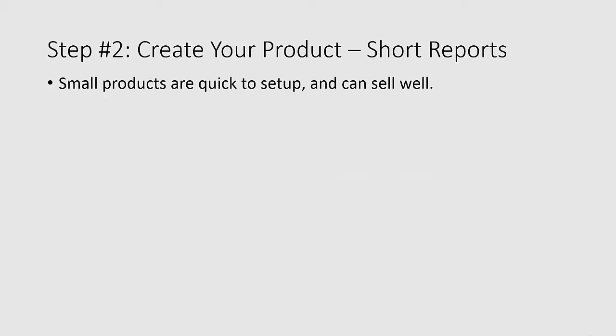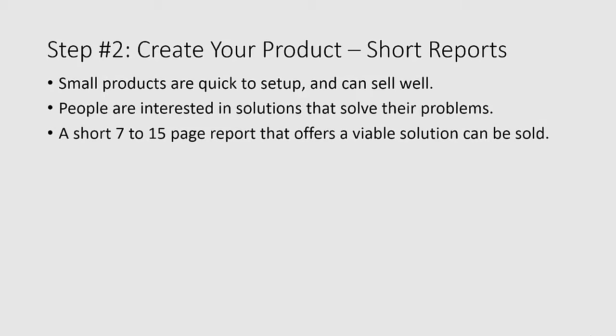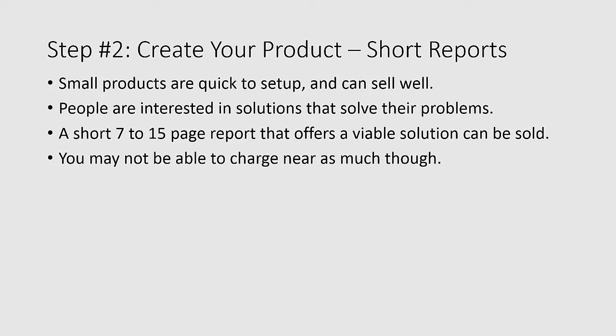So, creating another set of products you could create: instead of audio courses, videos, and ebooks, you've also got a series of short reports. These are small products, they're quick to set up, and they can actually sell very, very well. People are interested in solutions that solve their problems. A short 7 to 15 page report that offers a viable solution can be sold very quickly and very easily.